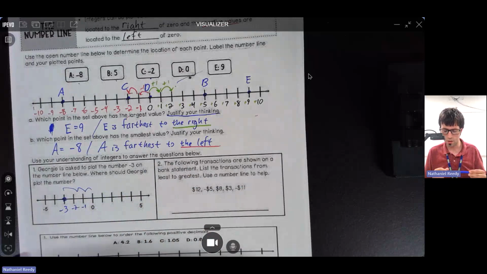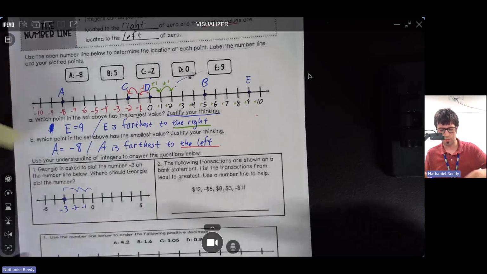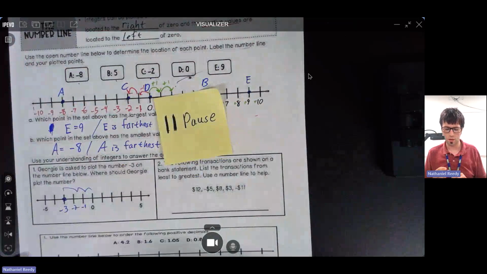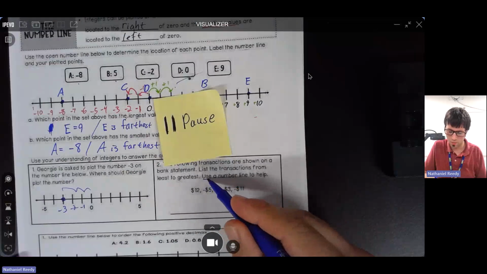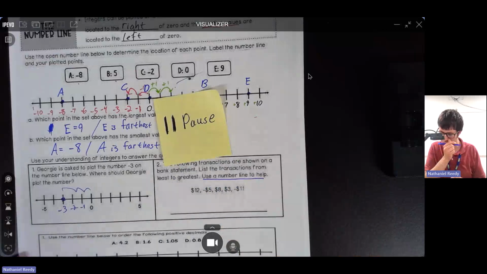Number 2, the following transactions are shown on a bank statement. List the transactions from least to greatest and use a number line to help. Okay, so again, I'm going to pause. The question says use a number line to help, so maybe see if you can find a way to use a number line to help you with that next question.